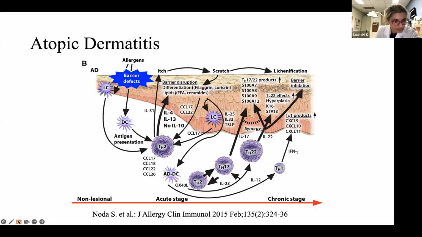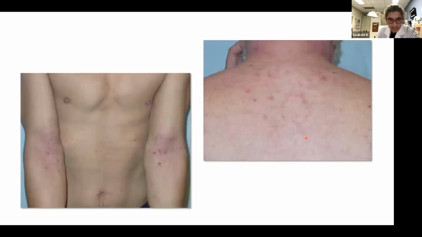Hold on, let me get my laser pointer. Right, so there is a molecule that blocks IL-4/13, and there's another one. Certainly, you might see patients in your practice that are on these products. So eventually, there's an inflammatory cascade that gets activated, eventually resulting, over a period of time, in the thickness that you see in chronic eczema.